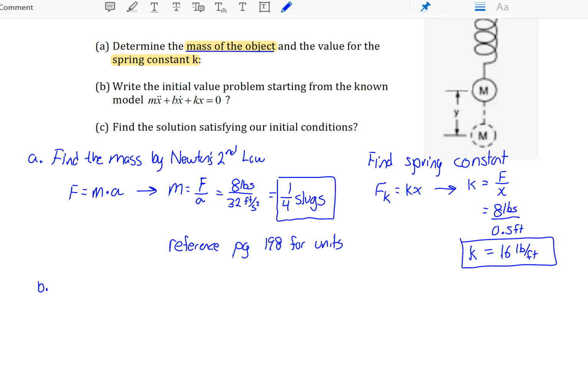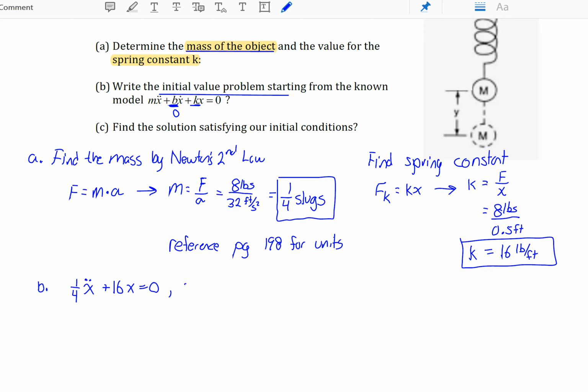Okay, part B. Let us now write the initial value problem. So we have our mass now as 1/4 slugs, so 1/4 x double dot. We're using a frictionless spring, so this is 0. Our spring constant, K, is 16. So 16x equals 0.